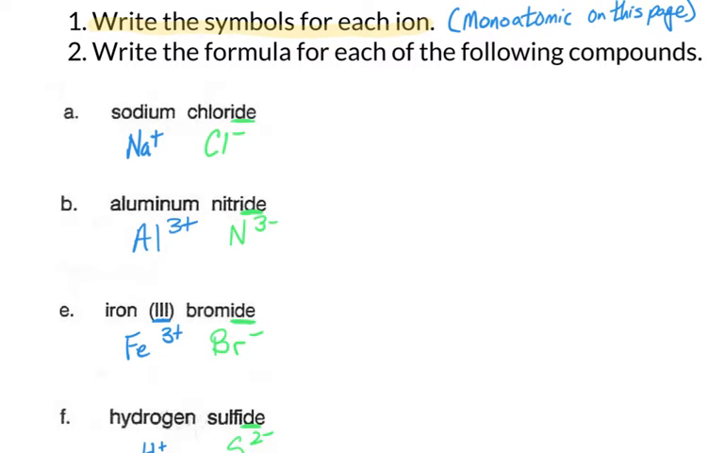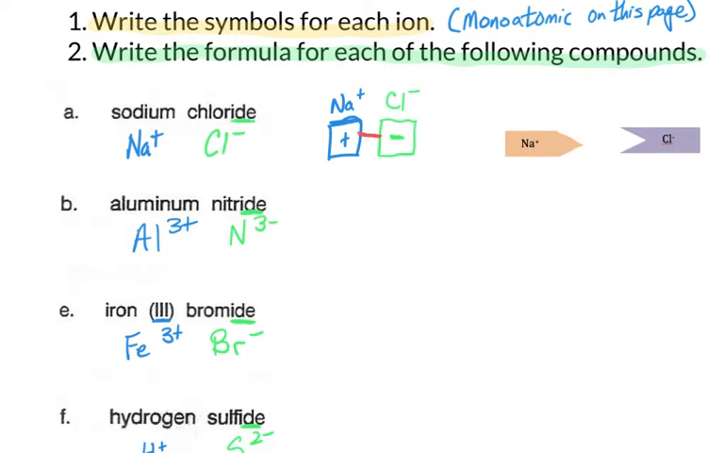And now the more challenging part. We need to balance those charges out. So in this case, sodium has a +1, chloride has a -1. They're already balanced, so the formula is complete. We just need to erase those charges. So the answer will be NaCl.